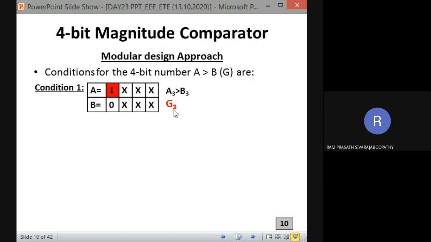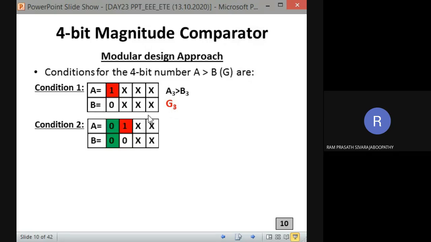I will have one more table later. Okay, fine. Now next condition, if the MSB bits are same, either it may be 0 0 or 1 1. It can be anything. I have put 0 here just as an example. You may also have 1 1 also. For comparison purpose, I am using a sample example. If A3 equal to B3.